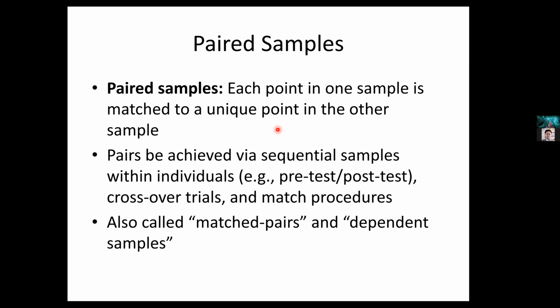Paired samples. Each point in one sample is matched to a unique point in the other sample. You have pre-test, post-test, crossover trials, matched designs. Again, it may all sound very overwhelming, but I would encourage you, if you're going to be a biologist, you still need to have some idea of sample data, population data, how to use descriptive statistics, summary statistics. So I won't read every one of these, but I'll just highlight the pertinent ones for you.